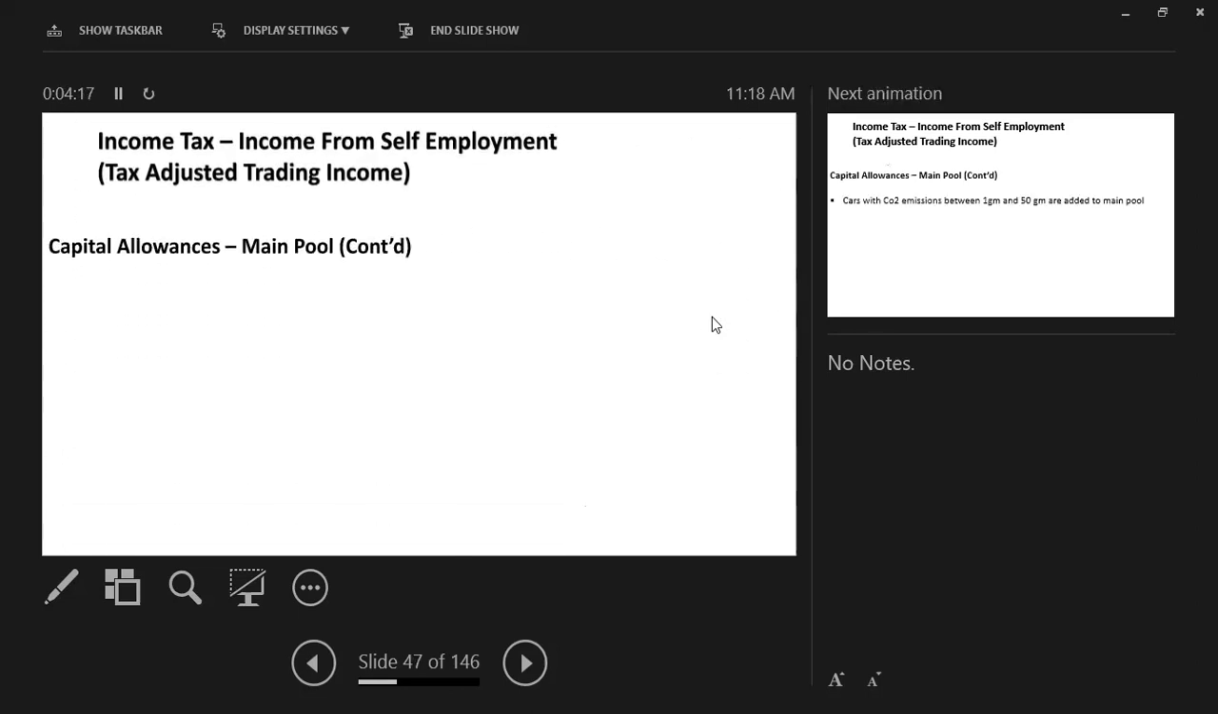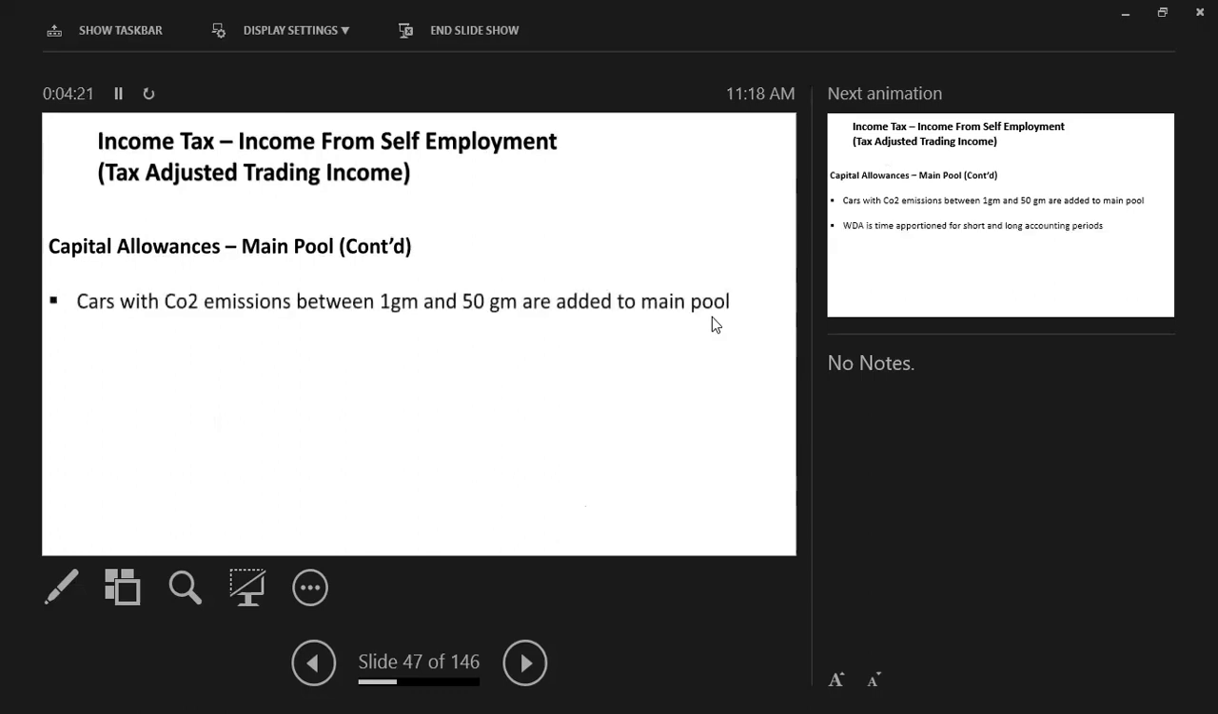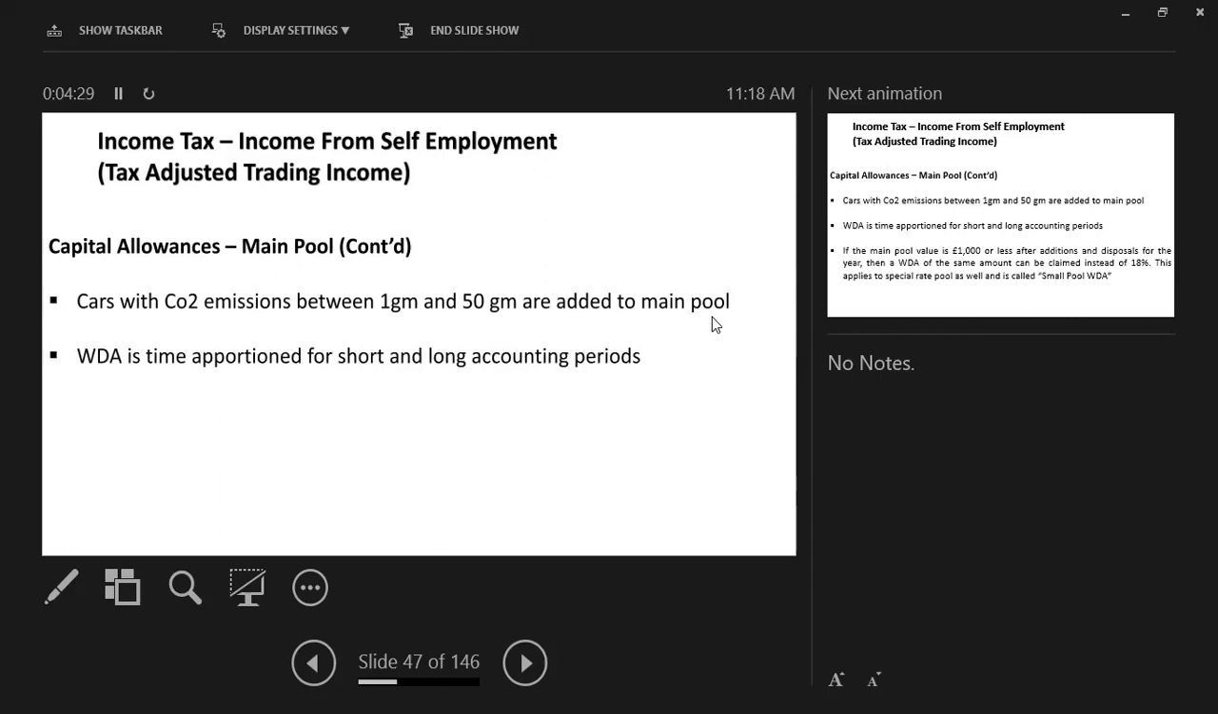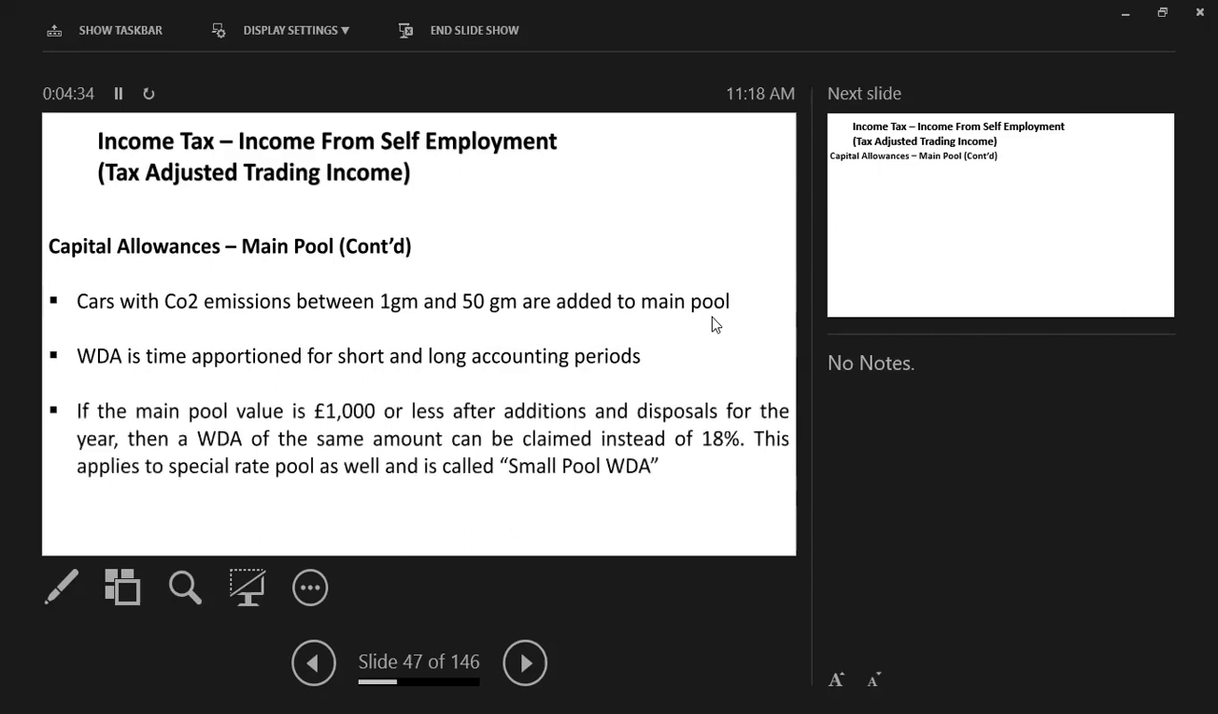So continue with this main pool heading, and the next point, please write this one. We practice this as well. The cars with CO2 emission between 1 gram and 50 gram are added to main pool. Then written down allowance is time apportioned. We discussed it's an annual limit. We will time apportion it. And the main pool is £1,000.